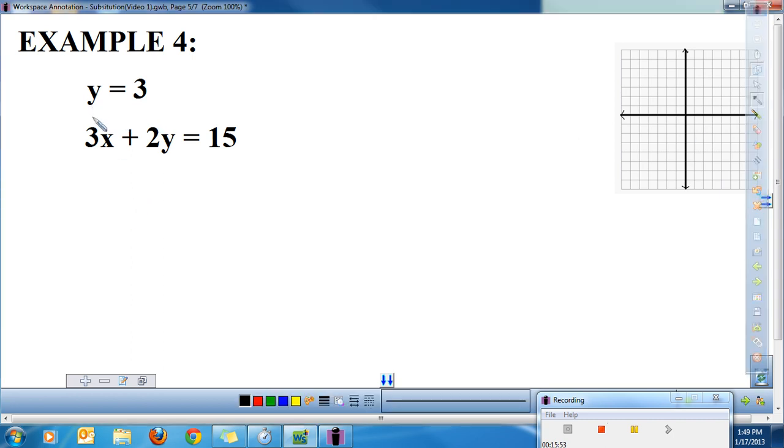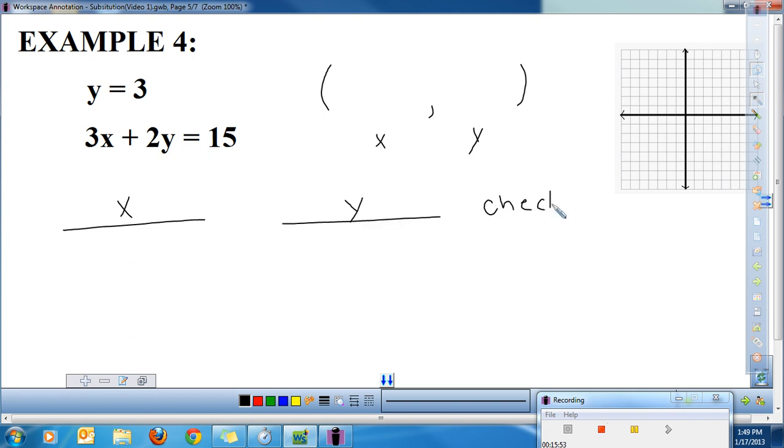Alright, we're solving for a system. We have x and y values, so we know that our solution should be in an ordered pair. So I'm going to label that out for myself first. I know I need to solve for x. I know I need to solve for y, and I know I need to check my answer, so I'm going to set that up.